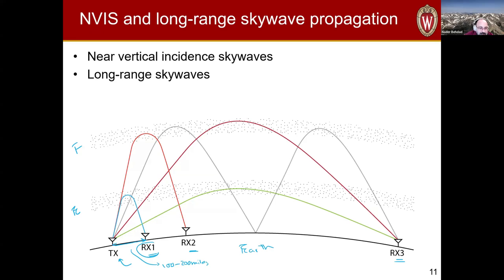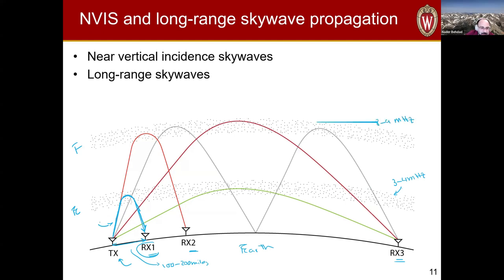What happens here is that if you launch a wave towards the ionosphere at an angle that's not exactly vertical but very close to vertical, and the frequency is below the plasma frequency of the E layer, then the wave can get reflected back towards the receiver, and you can establish communications. We know that the plasma frequency of the E layer is generally in the 3 to 4 megahertz range, and the plasma frequency of the F layer, for example, is in the 8 to 9 megahertz range or so.